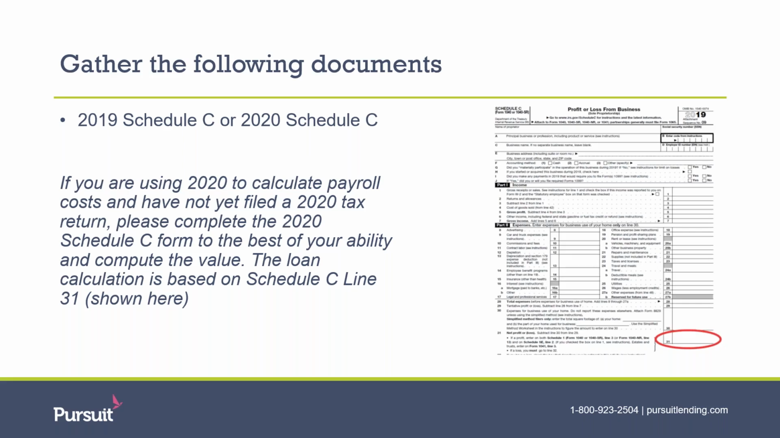The Paycheck Protection Program loan is based on 2.5 times the business's average monthly payroll. For purposes of this Schedule C form, this will be from line 31, which is going to calculate the owner's average monthly payroll.